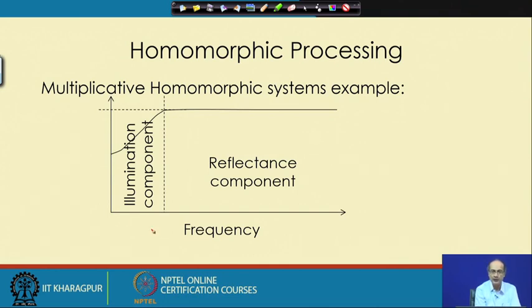Thereby we can remove the low frequency part and get only the reflectance component, which talks about the anatomy of the gray matter of our brain. So, with that we will take a break here and we will come back again with homomorphic processing. Thank you.